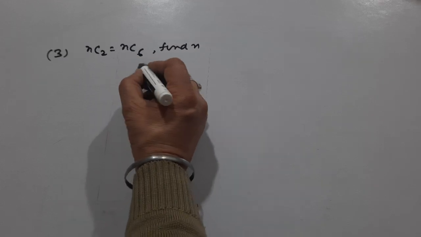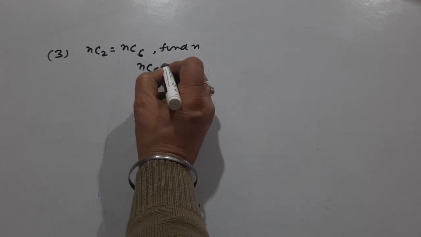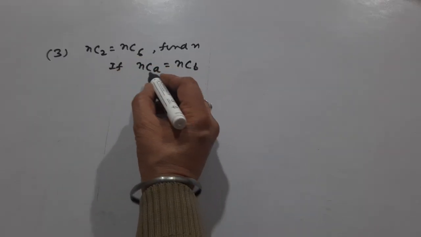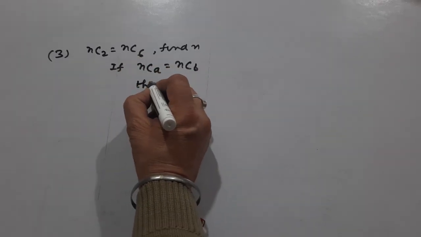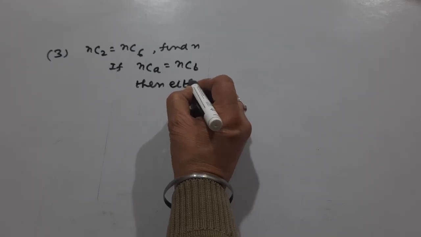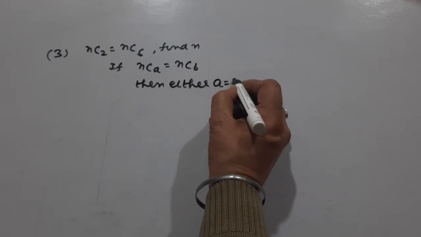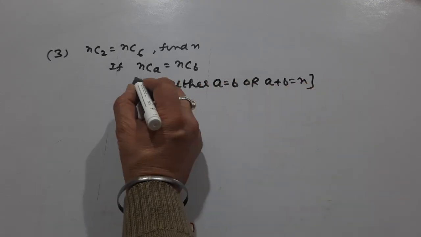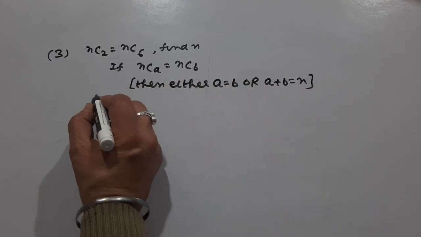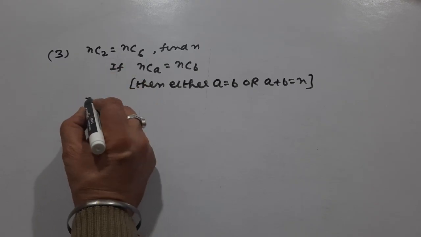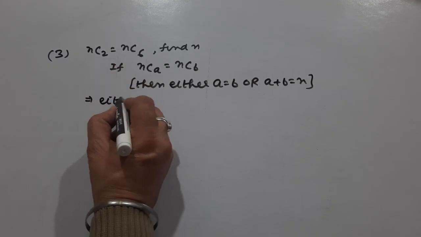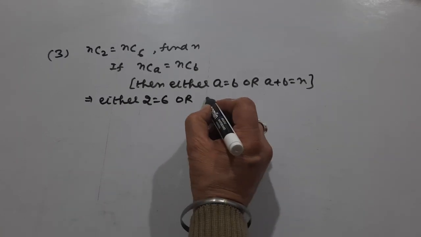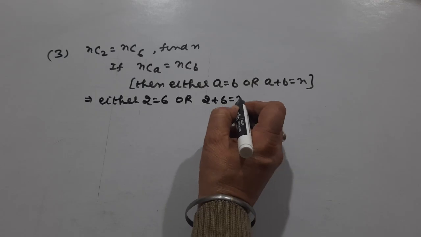We have a property that if nCa equals nCb, then either a equals b, or a plus b equals n. Now students, using this property, nC2 equals nC6, so it implies either 2 equals 6 or 2 plus 6 equals n.